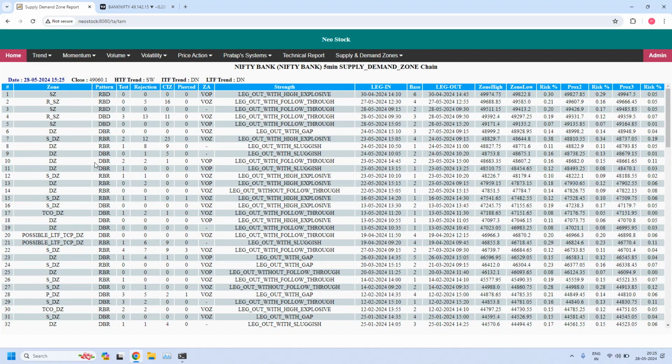Okay, report is ready. Here today we have 2 zones created. One is a normal zone. Normal zones I am not drawing, supply zones. You please draw them on your charts. And below, you have a high liquidity zone created today.